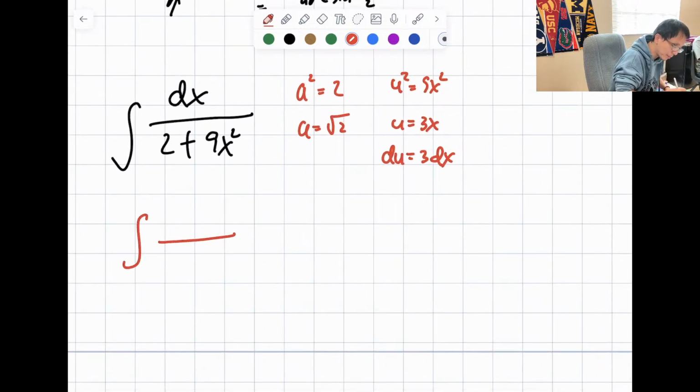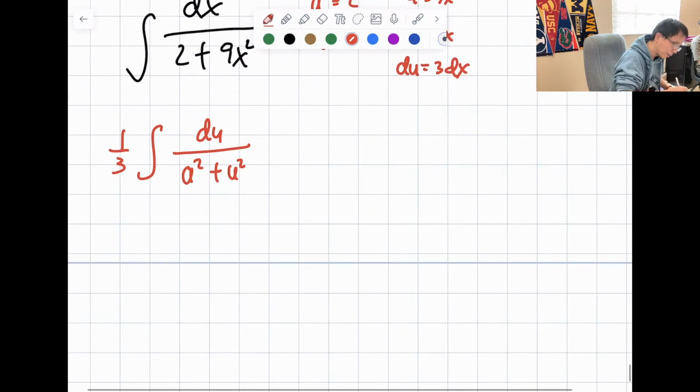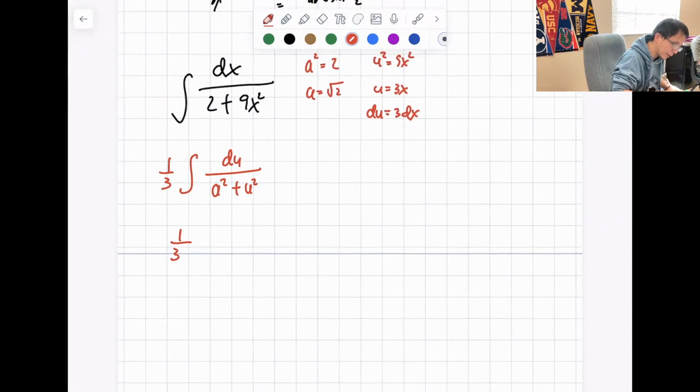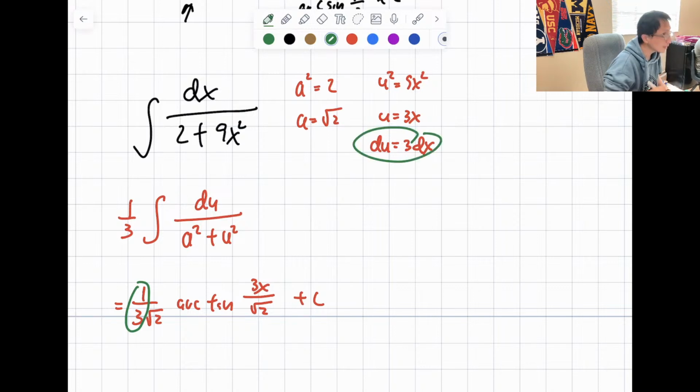Because this is going to be a squared plus u squared, and this is going to be du times 1 over 3. And this 1 over 3 goes in the front, because it's arctan. So it'll be 1 over root 2 times arctan of 3x over root 2 plus C. This is what people miss, so you have to be very cautious when you're doing things like that. You have to match up a lot of things.